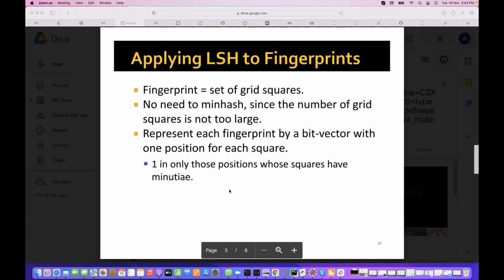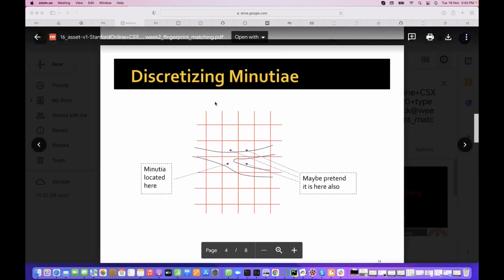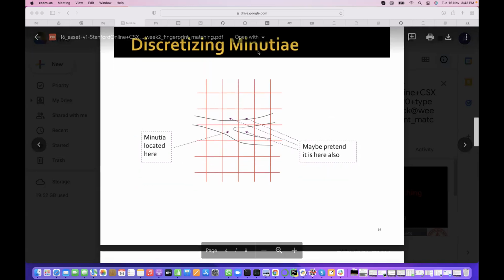Then you will take each square now. Then you will see which will be similar by looking at each square. One only in those positions whose squares have minutiae. So if you have, suppose, how many grids do you have here in this?